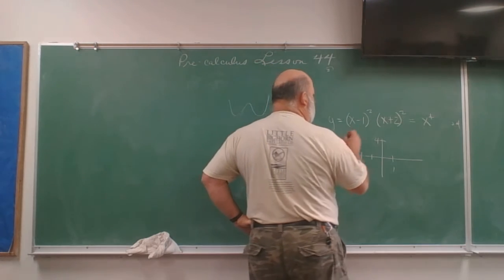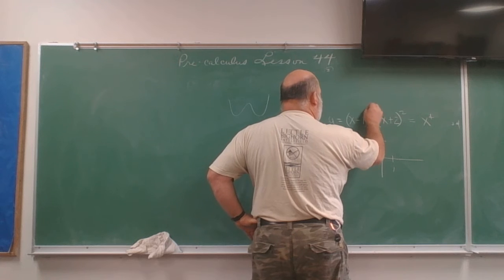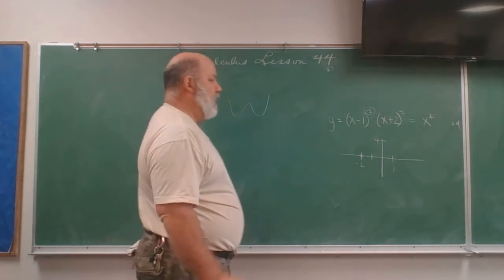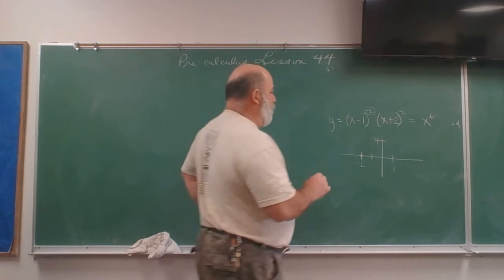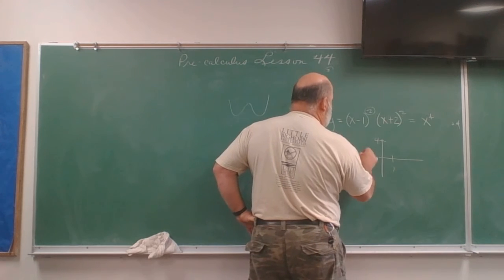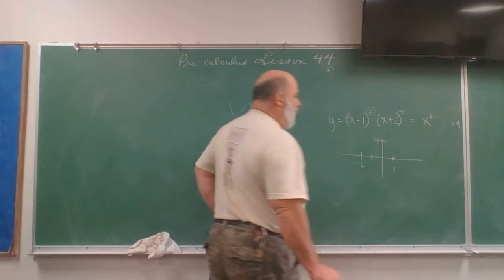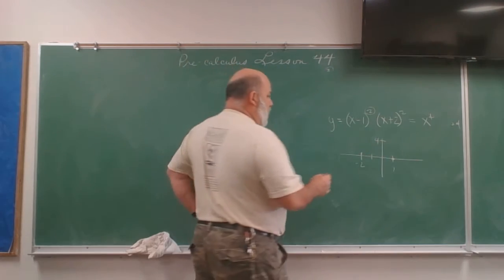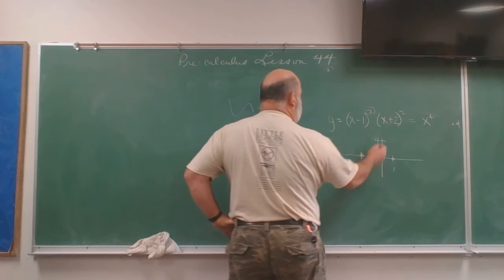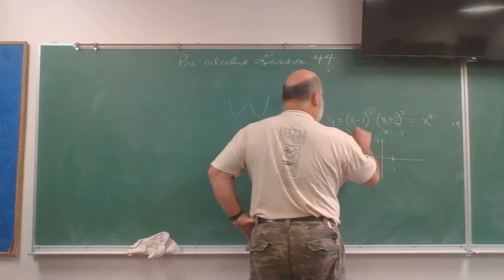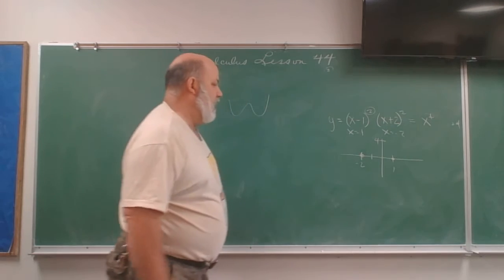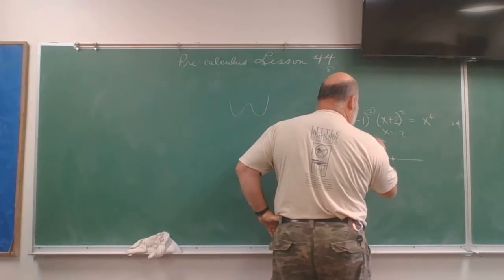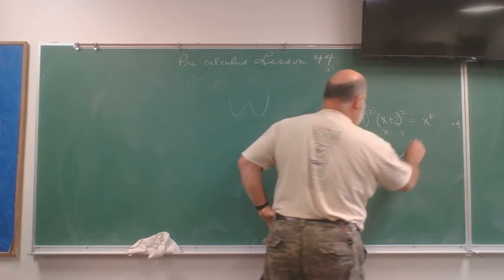I can also tell you that because it's (x minus 1) quantity squared, it is just going to touch there. It is not going to cross the x-axis. I marked the wrong one. Excuse me. It's just going to touch right there because of the changes in x. So my graph is probably going to look something like this.